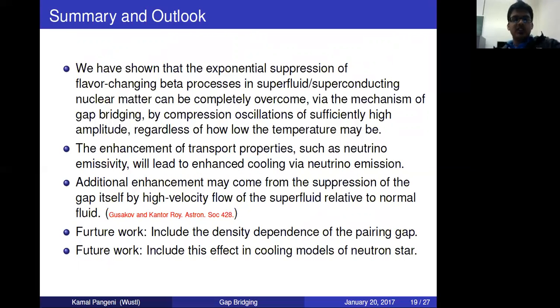Because of the enhancement of transport properties such as neutrino emissivity that determines the cooling of the neutron star, and this density oscillation increases the neutrino emissivity, this will definitely lead to an enhancement of the neutron star cooling. And there have been recent suggestions by Gusakov where you get additional suppression from the high velocity flow of the superfluid relative to the normal fluid. Here the suppression is coming because of this relative flow of the superfluid, it will suppress the gap itself. So the gap itself is decreasing. That's why the suppression is coming, which is actually different from the gap bridging mechanism.